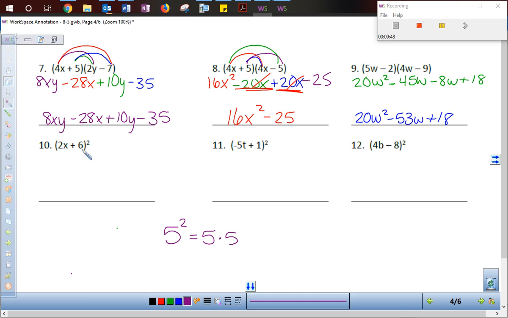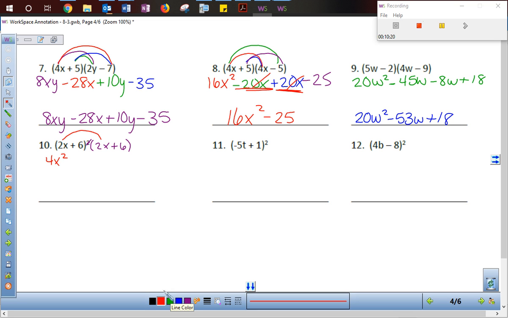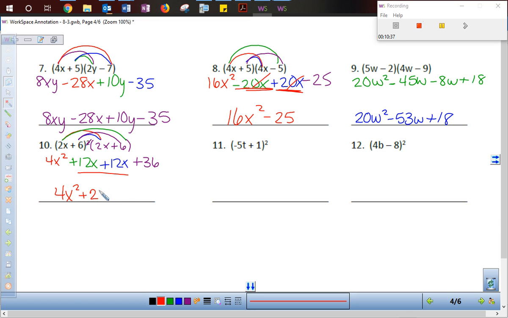So instead of saying 2x plus 6 quantity squared, let's cross out that squared and rewrite the 2x plus 6, because this is the same thing as the quantity of 2x plus 6 times the quantity of 2x plus 6. Now I can follow FOIL and get an answer. So first gives me 4x squared. Outside gives me 12x. Inside gives me 12x. And last gives me 36. Now I can combine my like terms and get 4x squared plus 24x plus 36.